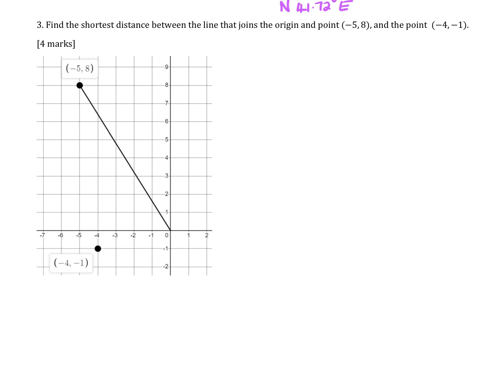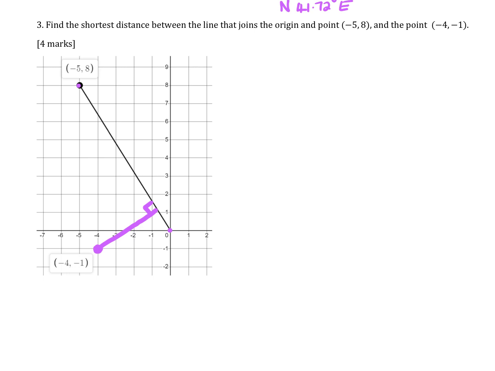Okay, question 3. This one was not really very well done at all. We're looking at the shortest distance between this point here and this line. So the line that joins the origin with negative 5, 8 and this point over here, negative 4, 1. We've talked about this in class, but the shortest distance between a point and a line will always be perpendicular to the line. So it's going to be this one that comes up here, such that that there is a right angle.